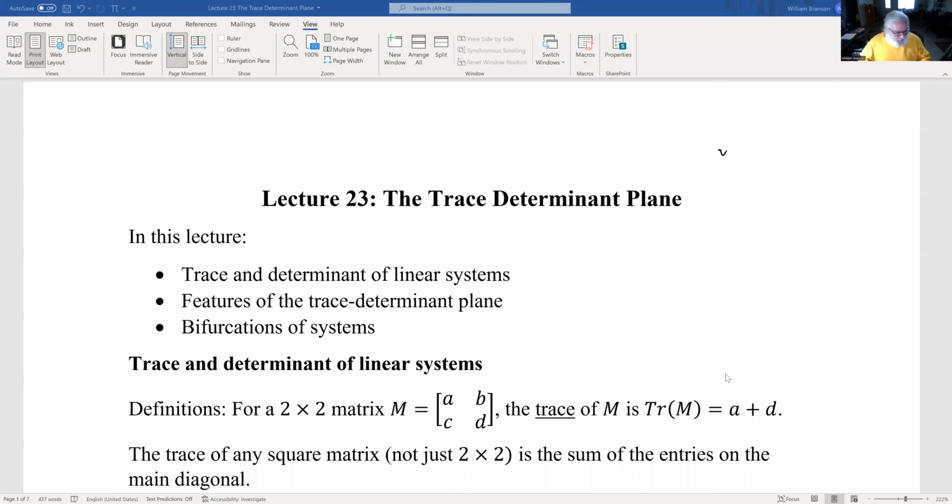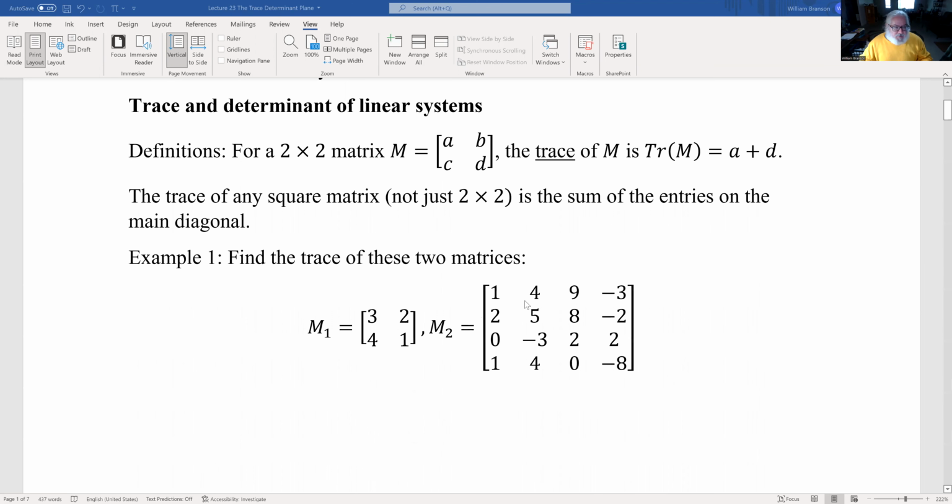The trace determinant plane. So in this lecture, we will look at the trace and determinant for linear systems. We'll look at the features of the trace determinant plane and talk a little bit about bifurcations of systems.